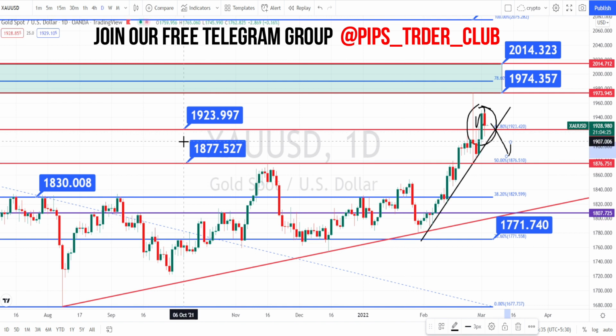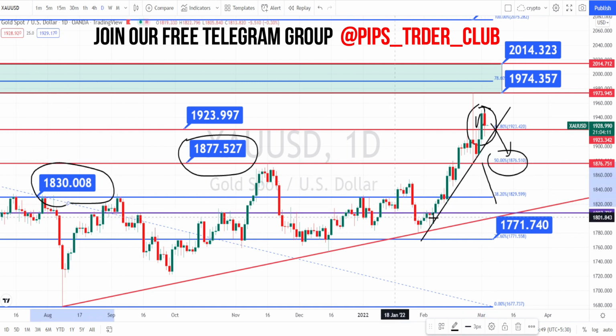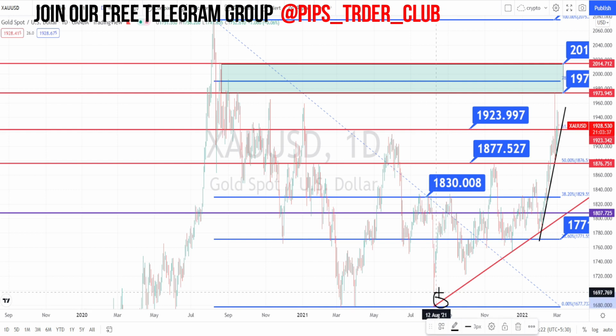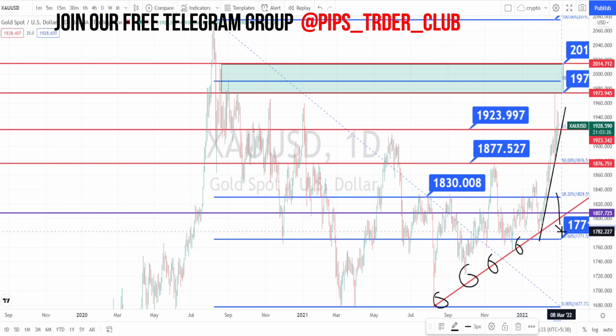The first level of support is going to be around 1877, which is a 50% retracement level in Fibonacci's retracement tool, and if it breaks this support level, we can expect the next level of support to be around 1830, which is the 38.20% in Fibonacci's retracement level. Here also we have the trend line or the support line running over here from the past price action, and this is holding the price from falling more on the bearish side.